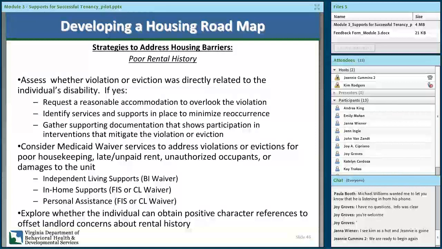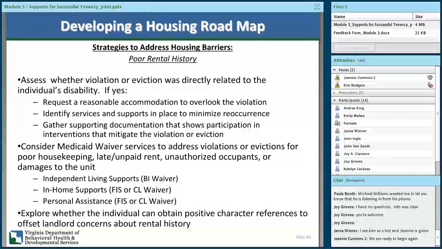If violations or evictions are due to issues such as poor housekeeping, late or unpaid rent, unauthorized occupants, or damages to the unit, consider recommending Medicaid waiver services that could support the individual to comply with the lease obligations, such as independent living supports for people who have a building independence waiver, in-home supports for people who have a family and individual support waiver or a community living waiver, or personal assistance for people who have a family and individual support waiver or community living waiver. See the FAQ for Module 3 for links to descriptions to all of these services.